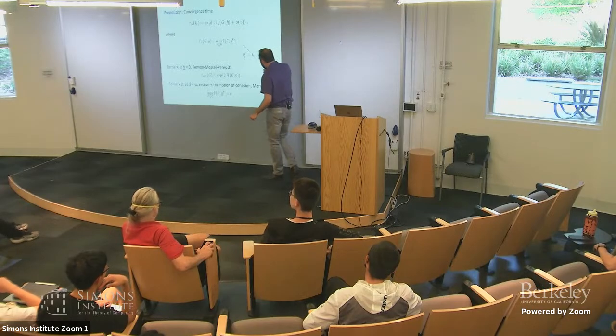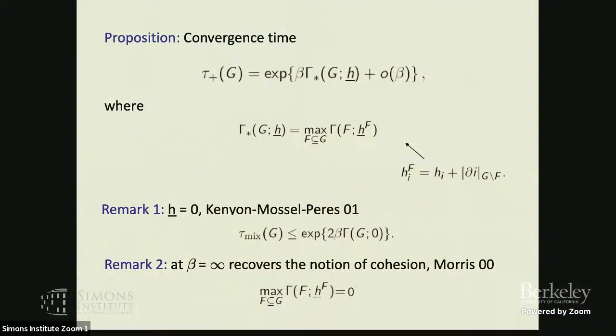Morris is, yes, so essentially when beta is equal to infinity, in order for the dynamics to go to all plus, you need this to be exactly equal to 0, which means that you don't have any cohesive group.